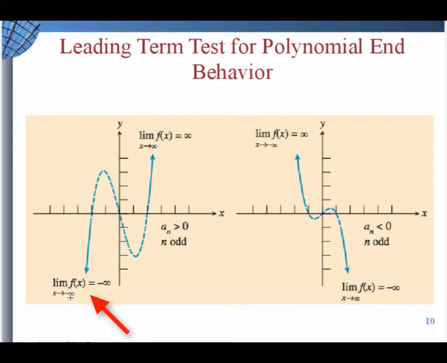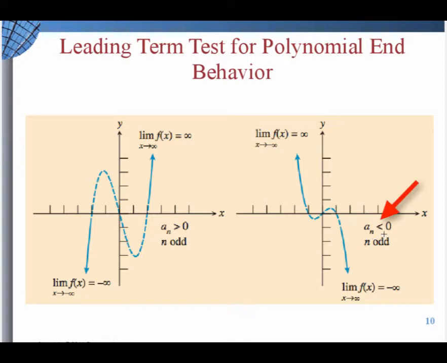As x goes to negative infinity, the limit of our function is negative infinity. Okay, the graph goes downward to negative infinity. As x goes to positive infinity, the limit of our function is positive infinity, meaning the values of the function increase without bound.